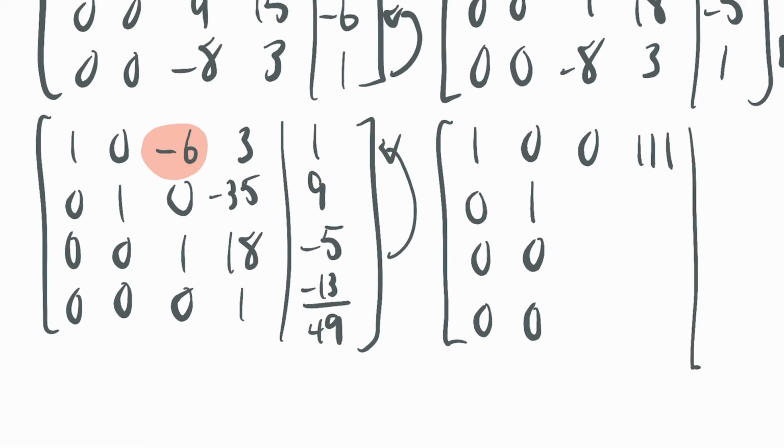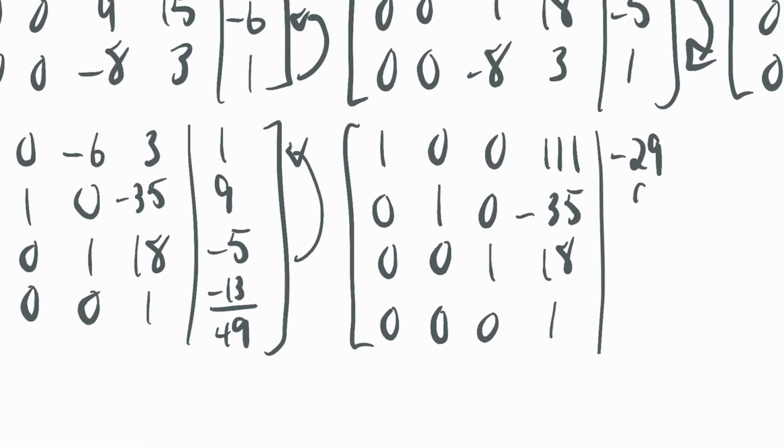Sorry, I had to clean that up a little bit. And then -29, right? 6 times -5 would be -30, plus 1 is -29. So 0, 0, -35, 1, 18, 0, 1, 9, -5, -13/49.